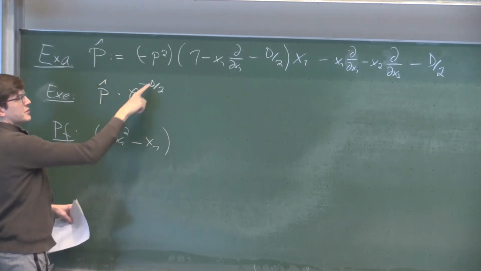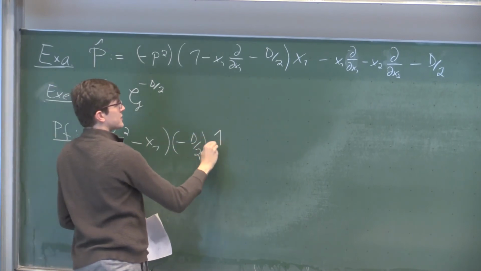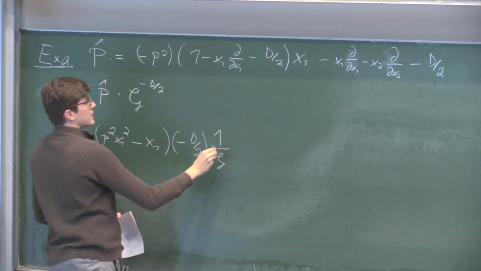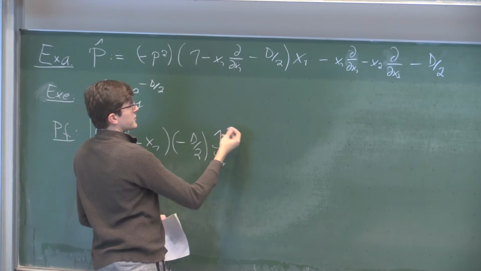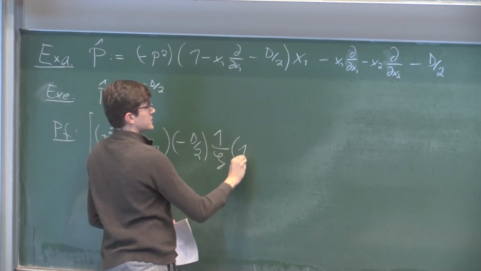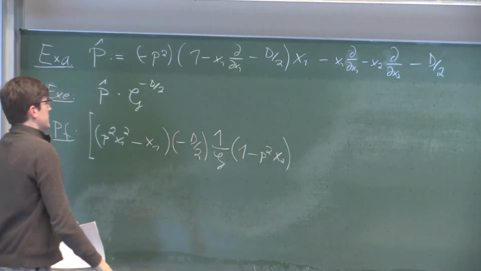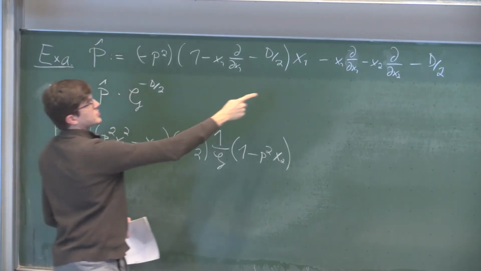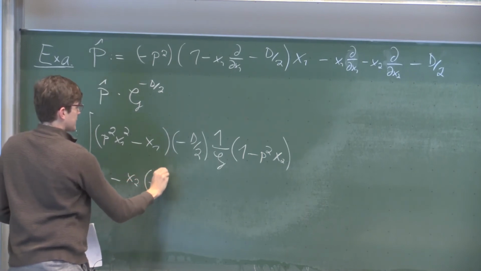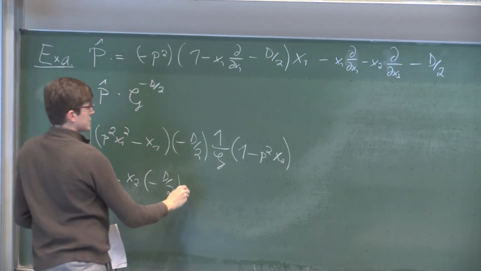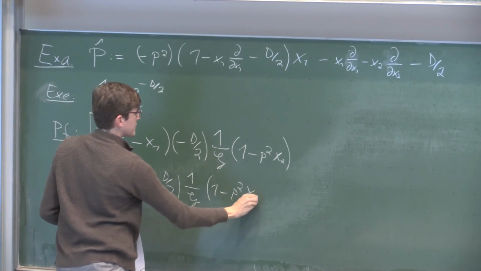What happens when you take a dx1 derivative of this thing? Well, first of all, you get a minus d over 2, and you get a g in the denominator. And then you get the derivative with respect to x1. So what is the derivative with respect to x1? It's just 1 minus p squared x2. The equation for it is up there. And then you have terms when you take the x2 derivative. Well, that's simple. You just have minus x2. Then you have minus d over 2 from the exponent. Then you derive this, 1 over g, and the x2 derivative is just 1 minus p squared x1.